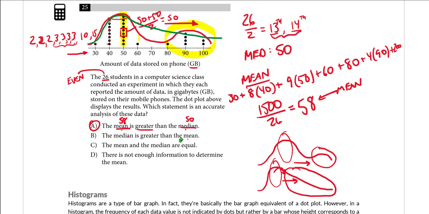So if you are familiar with the way that distributions look, you probably could answer this question a little bit more quickly. I will say that I sometimes just like to do the computation so that I'm not making any assumptions that are unfounded.